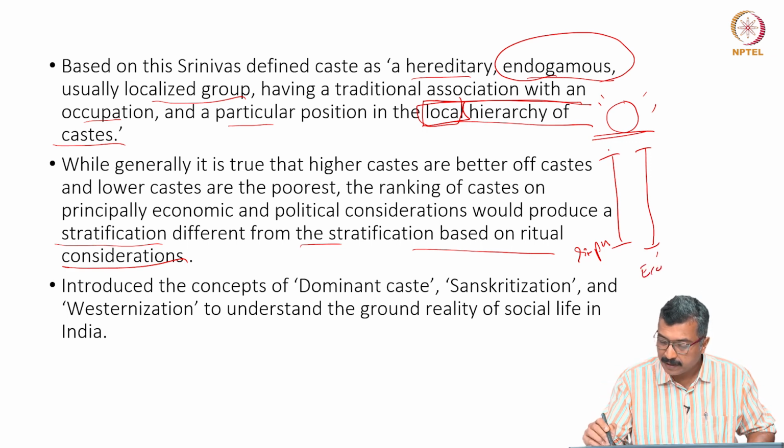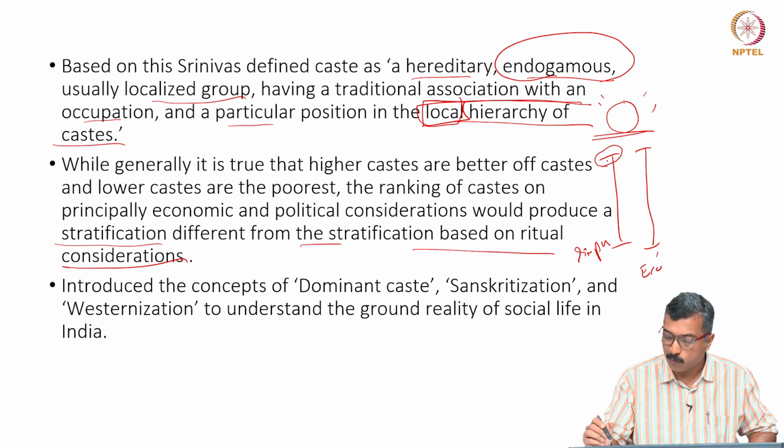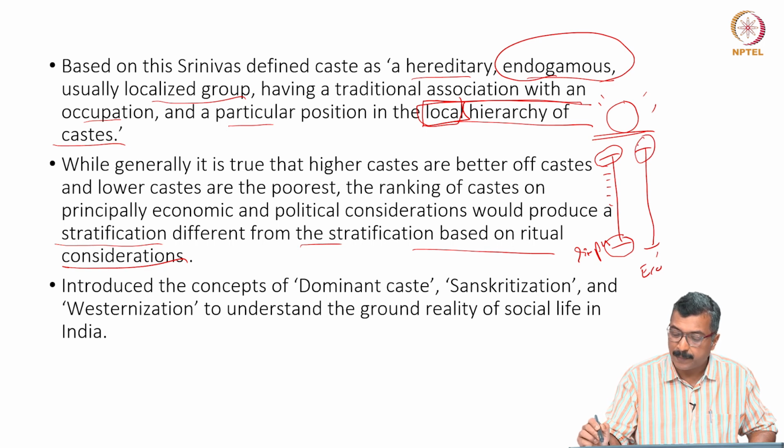In the stratification based on ritual purity, the Brahmins occupy the topmost position and the untouchables occupy the lowermost position, and then there are others in between. And in economic class, there are wealthy, very wealthy people, and there are very poor people, and there are people in between.